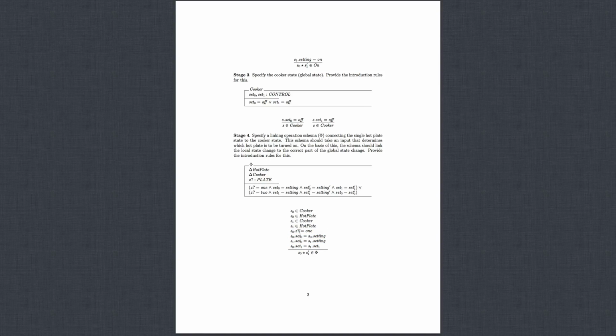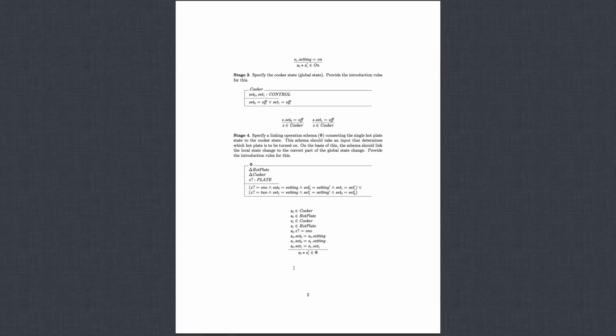First of all, Z query in the initial state must be 1. Set 0 in the initial state must be the same as setting in the initial state. Set 0 in the final state, that is set 0 prime, must be the same as setting in the final state, that's setting prime. And finally, the other hot plate doesn't change. So the value of set 1 in the before and the after states remains the same. So that gives us one of the 2 introduction rules.